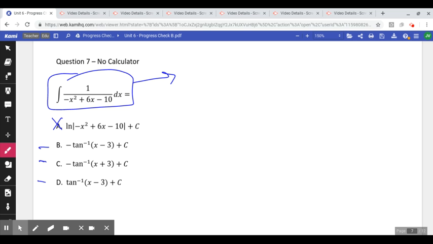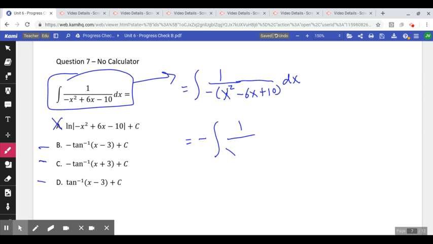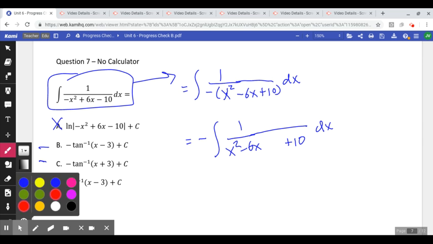When we work with a problem like this, we're going to be completing the square. And to do that, I like to have a coefficient of just 1. So I'm going to factor that negative sign out. In the denominator, I'll have x squared minus 6x plus 10. I'll also be able to get that negative 1 out of the integral symbol. So I'll have the integral of 1 over x squared minus 6x plus 10. And I'm leaving a space here on purpose. So watch what happens when I try to complete the square.